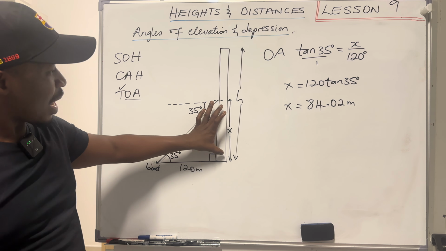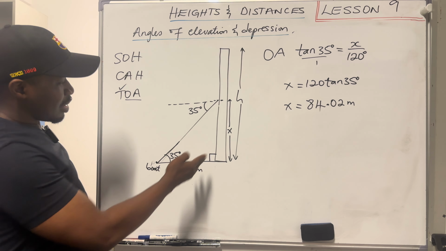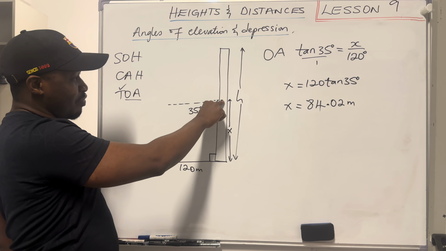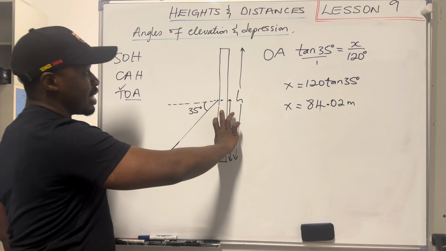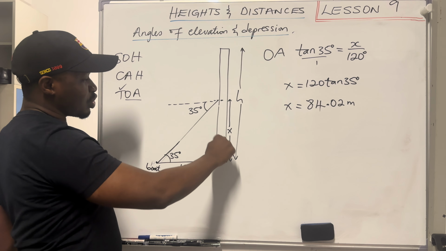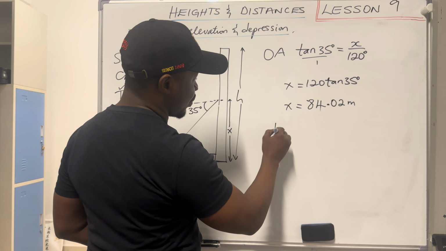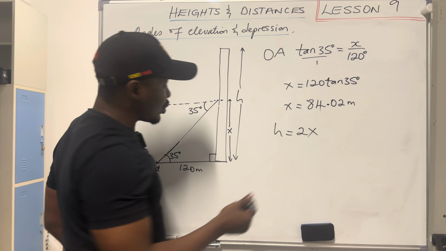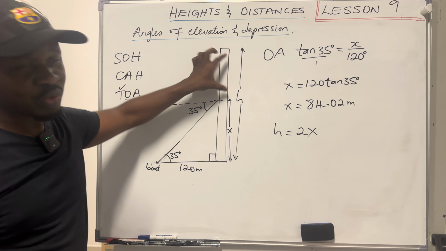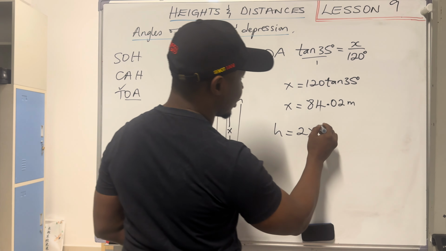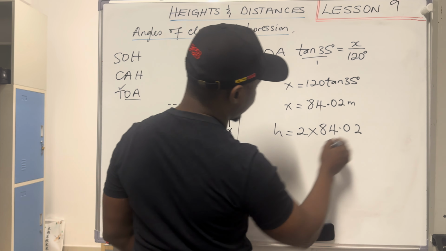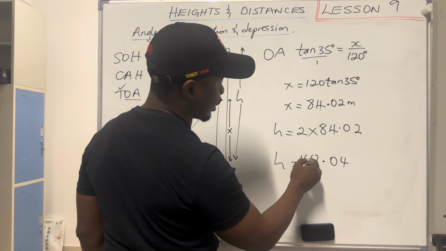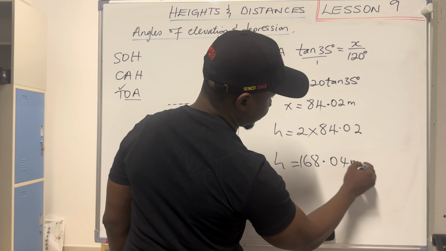But the question is not to find this. The question is to find what? The whole length of the cliff. Yeah, but this here is the midpoint. So if this is the midpoint, whatsoever we get here is the same thing that applies to this. So for us to get the whole height of the cliff, we can say the height is equal to 2 times this one. Or if you want, you can even say what we get here plus what we get here. Any of the two is correct. So 84.02 times 2, the height is 168.04 meters.